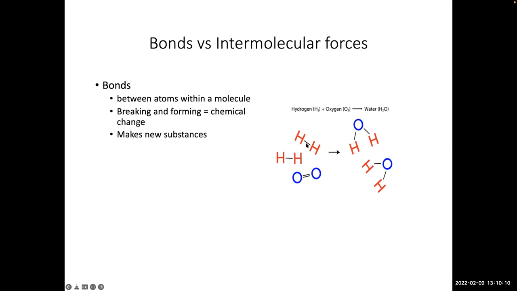You can see that the bond here is breaking, this bond here is breaking, this is breaking, and then I'm forming new bonds. So the bonds between the hydrogens are breaking, oxygen and oxygen are breaking, and now I'm forming bonds between hydrogen and oxygen. So chemical bonds are what hold the hydrogen to the oxygen or the hydrogens to each other. That's what making new substances is. I'll give you another analogy in a minute.